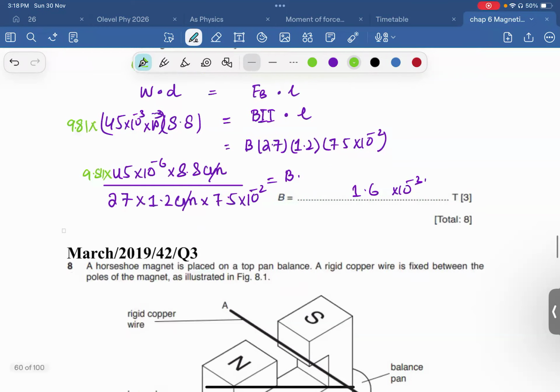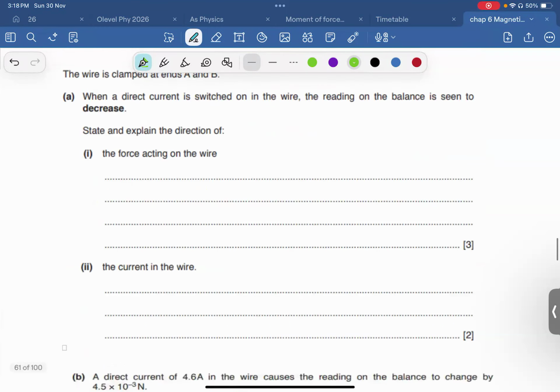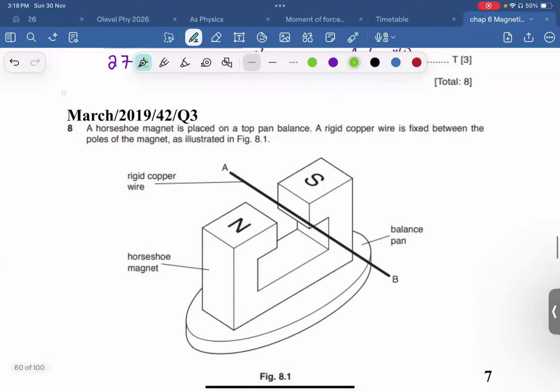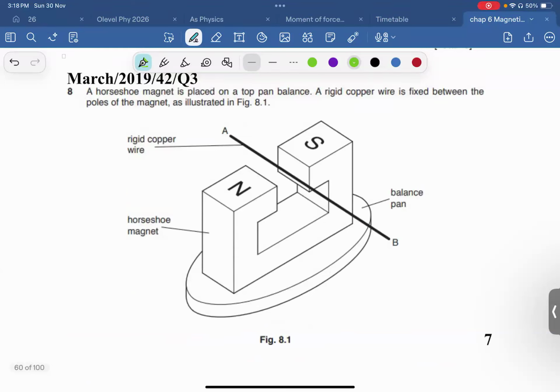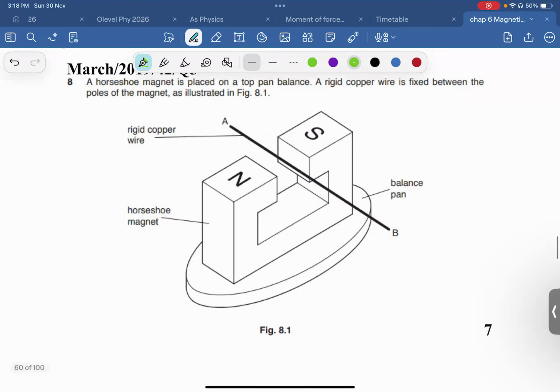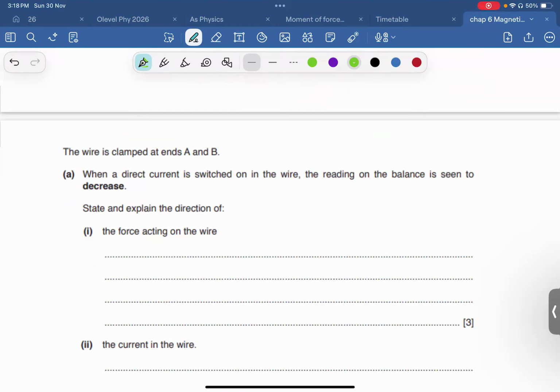Okay. Now, again, okay, try this one. Ibrahim, can you please read the question? Yes, Ibrahim. A magnet is placed on the top pan balance. A rigid copper wire is fixed between poles of the magnet as illustrated in figure 8.1. The wire is clamped at ends A and B. When a direct current is switched on in the wire, the reading of the balance is seen to decrease. State and explain the direction of the force acting on the wire.